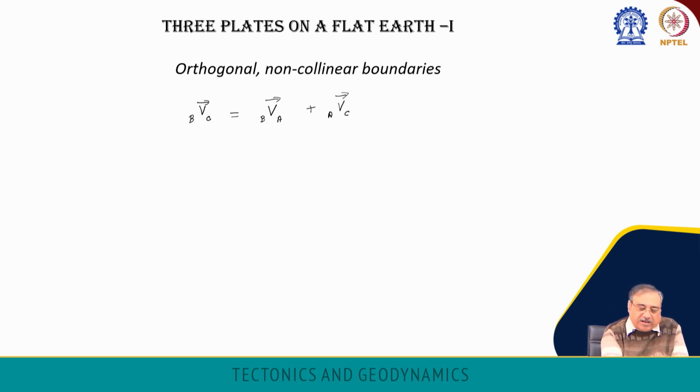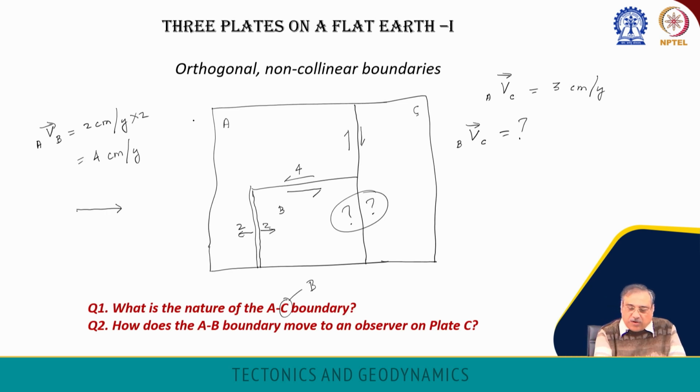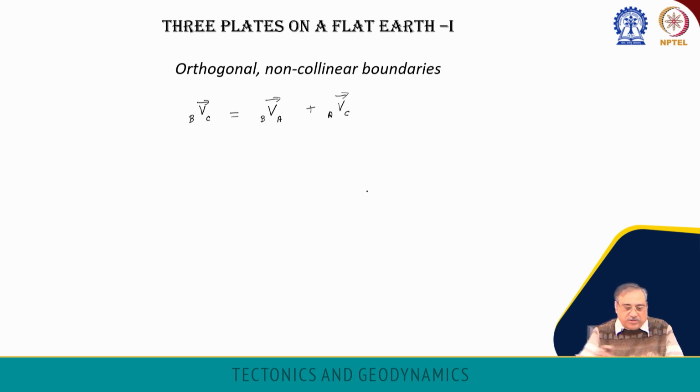So, if we want to find out the relative velocity of C with respect to B, if we go back to the previous slide, we want to understand what the velocity would be along this particular region. This is what we need to understand. So, to understand this, we have to go back to the relative velocity of A with respect to B, A with respect to B.